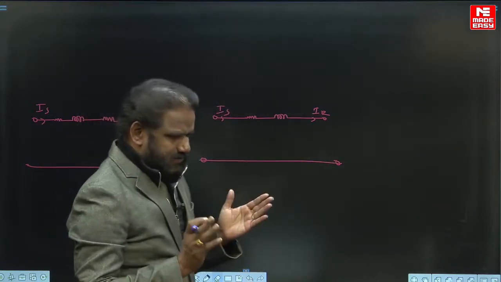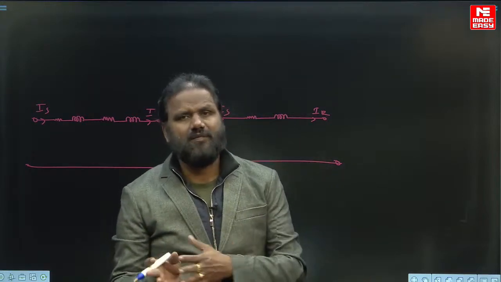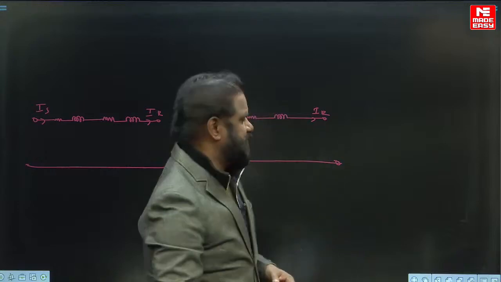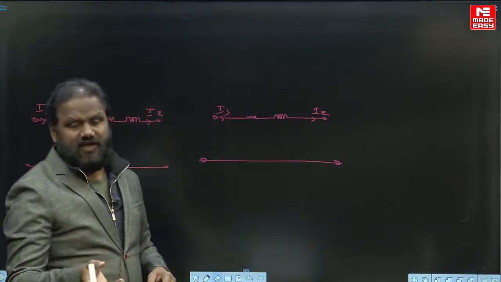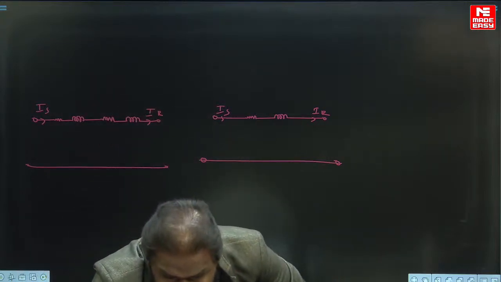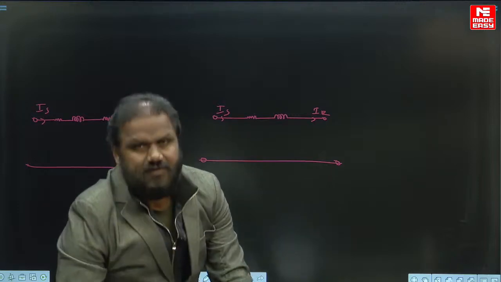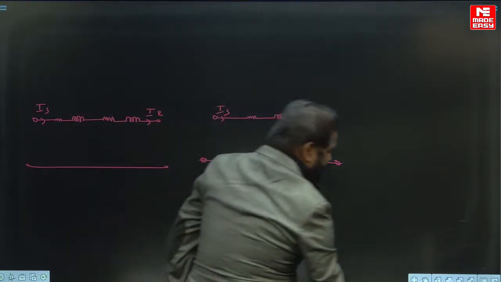Once again I am saying that for the sake of regulation and efficiency, nominal pi and nominal T both are the same. Both will give you the same efficiency and regulation. Some people have given the answer as B, nominal T or nominal pi, but that is not the correct thing.